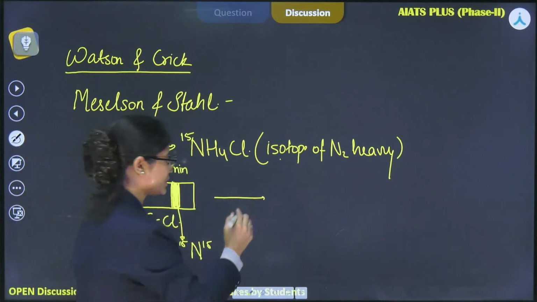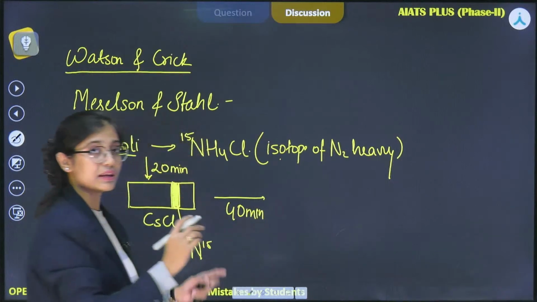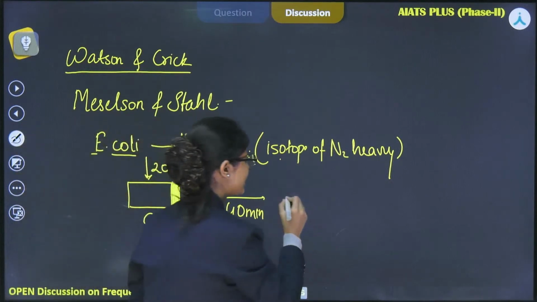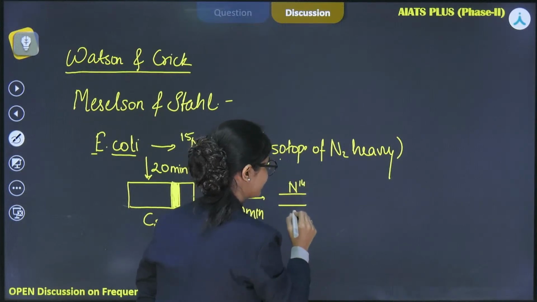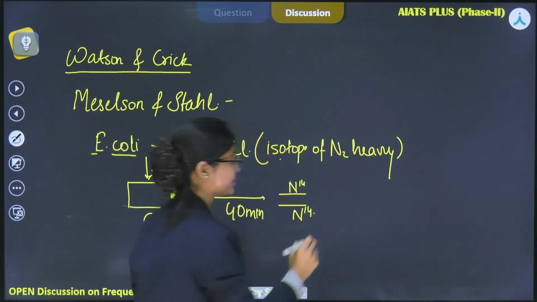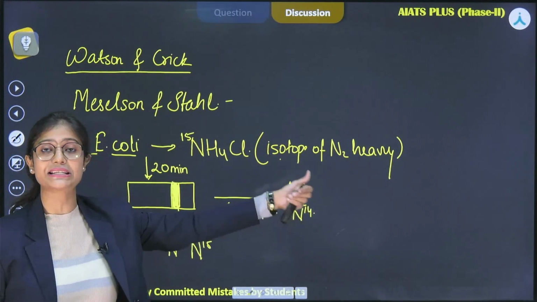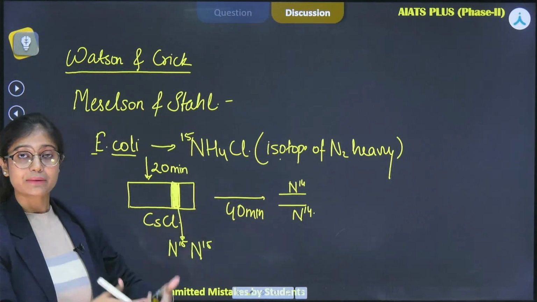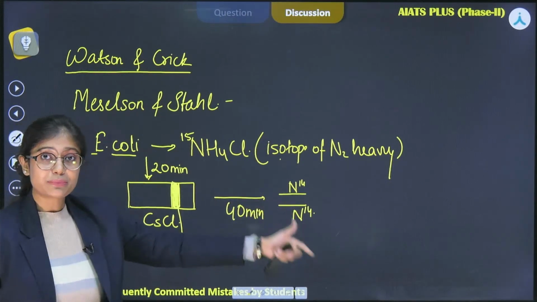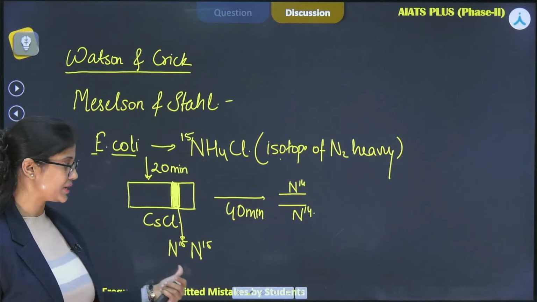Later on, after 40 minutes, they put the E. coli in the media containing N14, the light nitrogen. सबसे पहले उन्होंने क्या use किया था? Heavy isotopes of nitrogen, that is N15. Next they used N14 and then allowed them to divide. N14 में किनको डाला, which are having the heavy isotopes of nitrogen, N15.